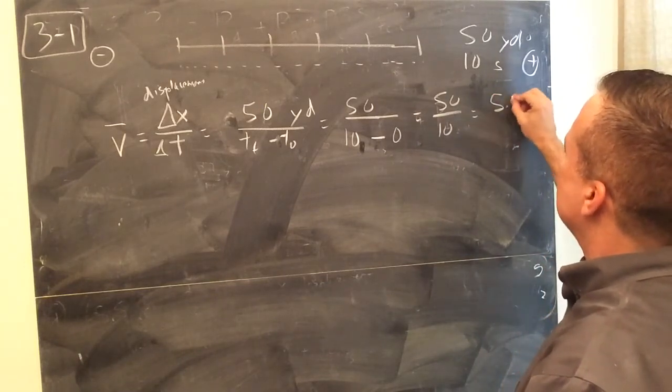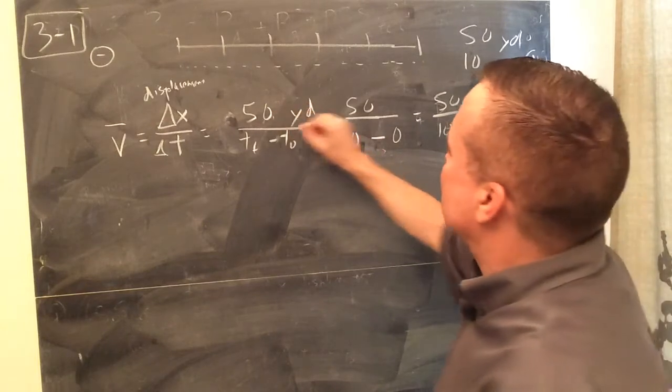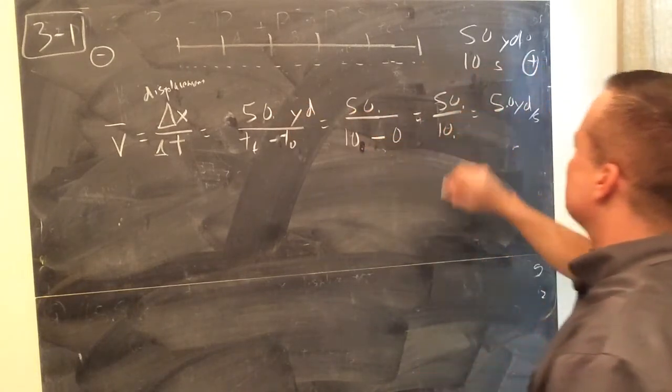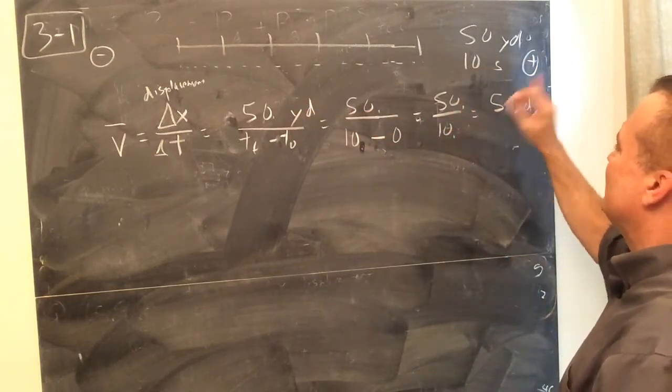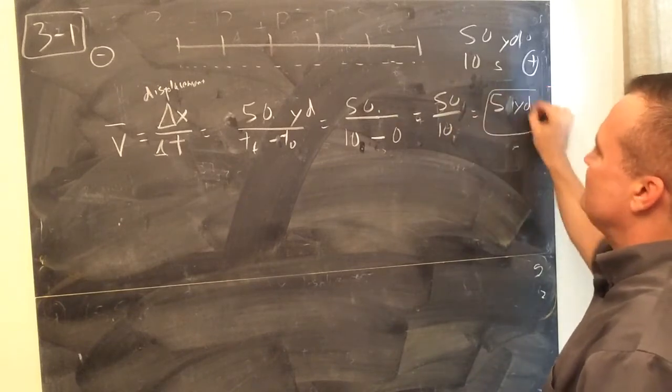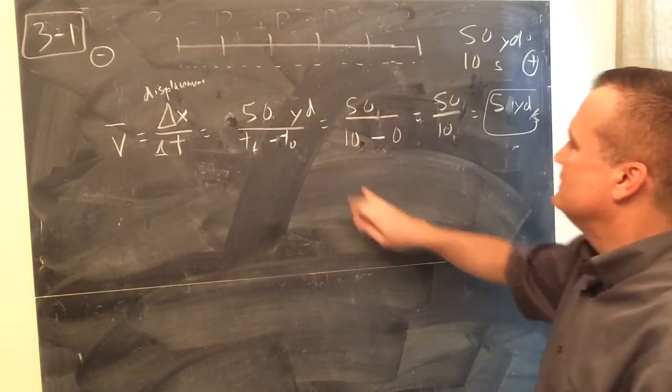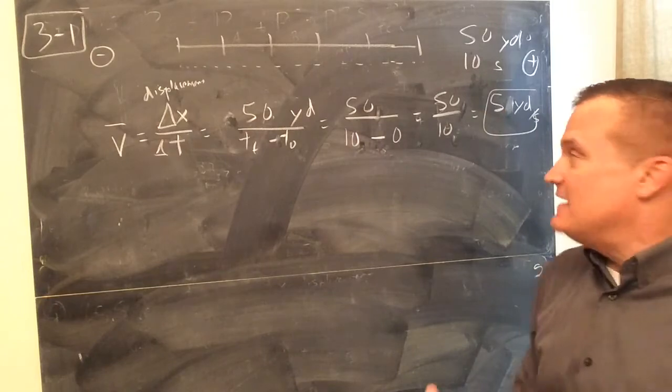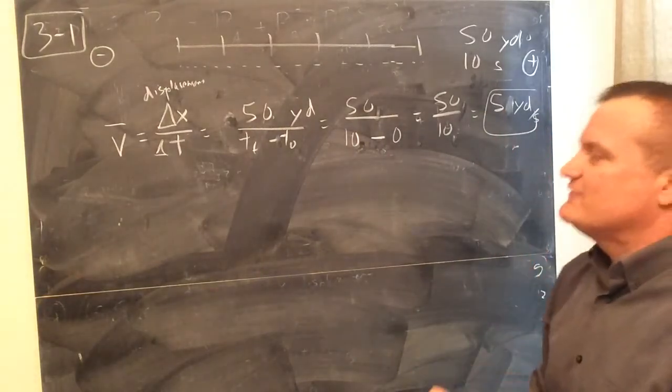Actually, with sig figs it would be 5.0, if I counted the 0. I didn't mention whether these would be sig figs or not, so we'll just say 5 for now. 50 would just have one sig fig as it's written. So 5 yards per second, and that means the velocity is positive 5 yards per second.